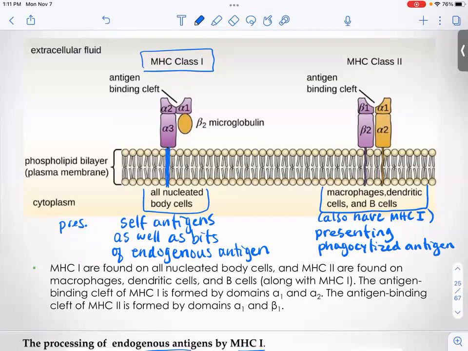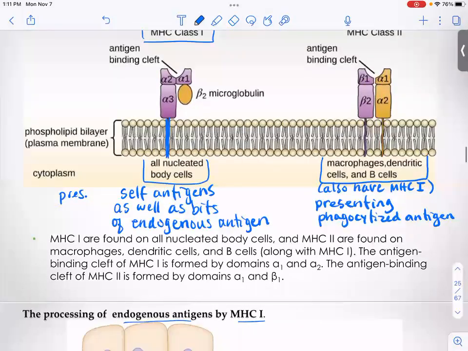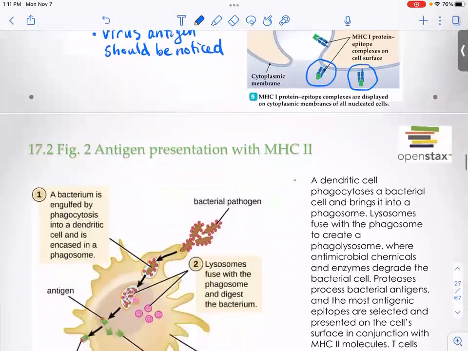And apparently, just to muddy the waters a little bit, there's a little bit of cross presentation. Sometimes that phagocytized antigen gets presented by MHC class 1, but we're not going to really address that because that wades into deeper waters. But there can be a little cross presentation.